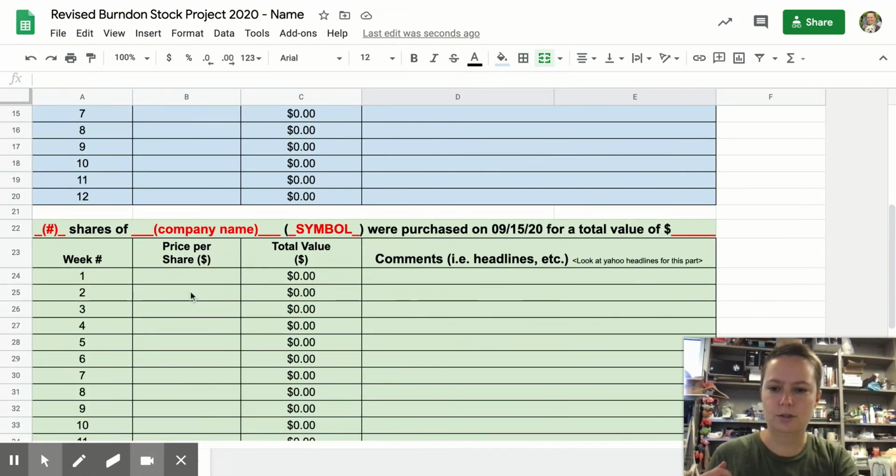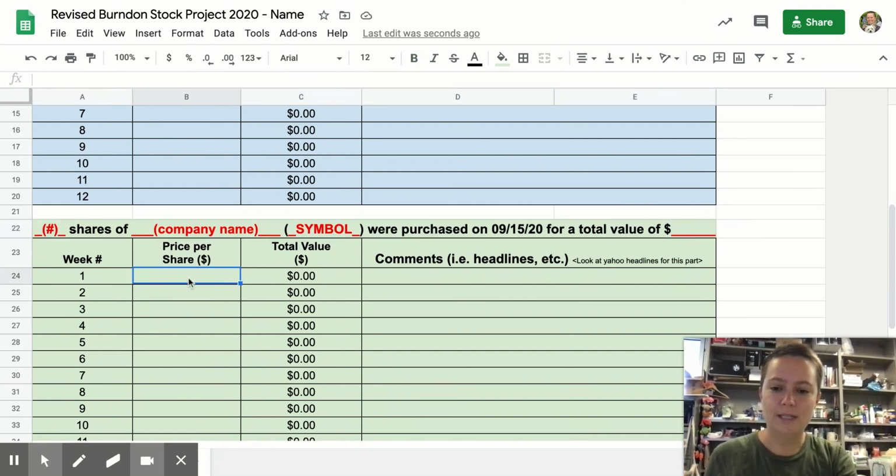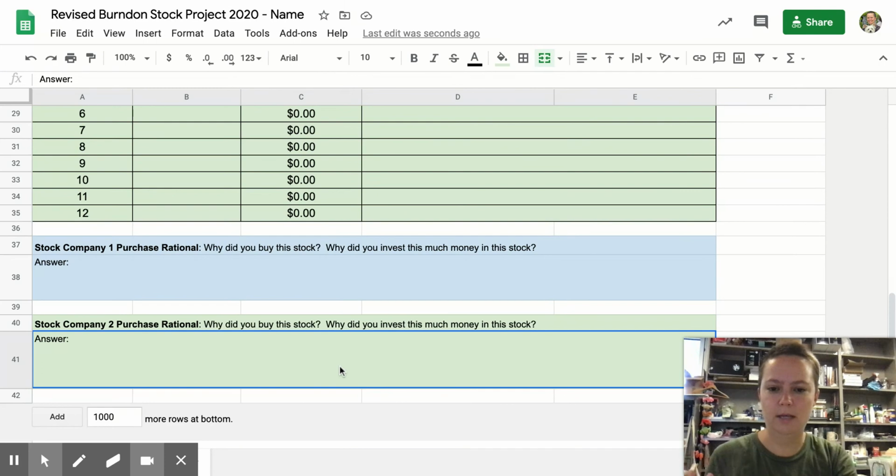Then you just want to make sure you do the same here. So fill in the number of shares for the second company, the company name, right? Total value here for that second company. The price per share should automatically update, and some comments. And last but not least, don't forget to fill in the rationales, why you picked that stock and why you invested that amount of money.